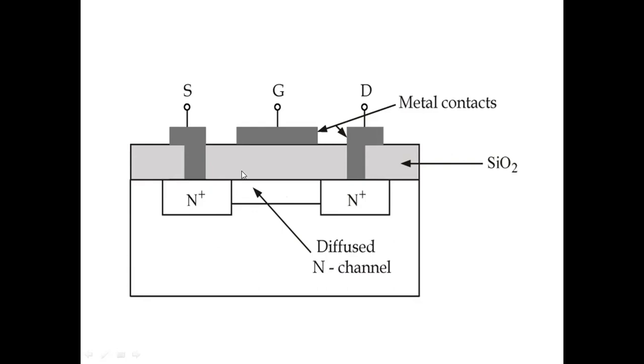Now an ultra thin metal oxide insulating film is laid over the entire surface of the P-type substrate.